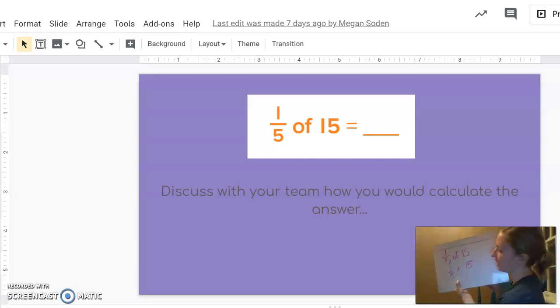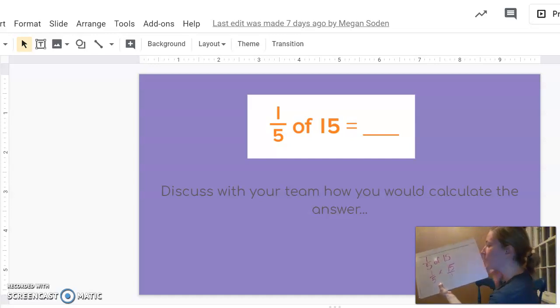So if I just take this 15 and I put it over 1, I haven't changed the number at all. This is still equal to 15. It's just saying I have 15 ones. Okay? Now, when you're multiplying fractions, all you have to do is multiply straight across. So 1 times 15 is 15. 5 times 1 is 5.